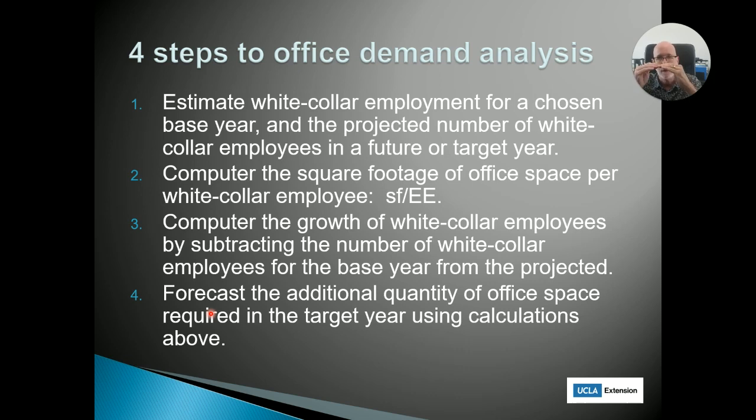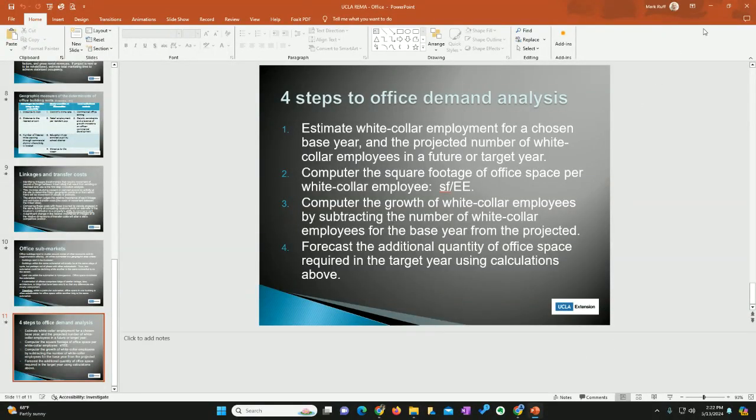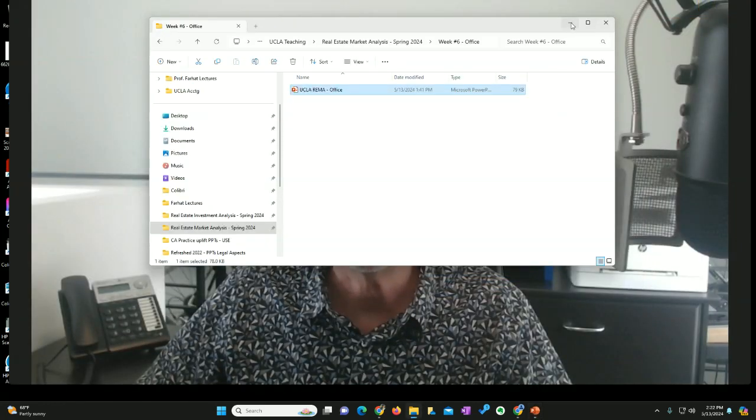Again, compute the increment, compute our existing stock. If there's a spread, build. If there's not a spread, don't build. That's office in a nutshell. So realistically, this particular product type is very, very straightforward. It's extremely straightforward. Okay, so that is the office product type in a nutshell.